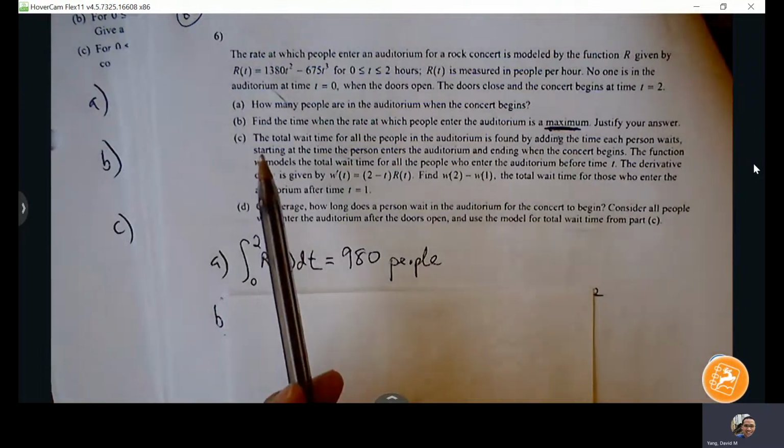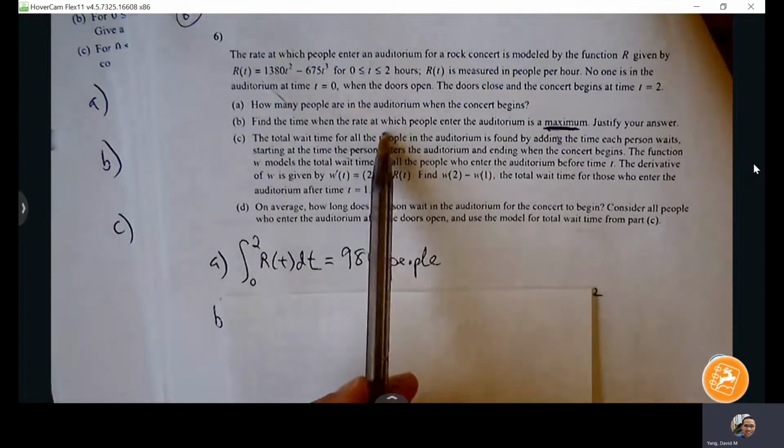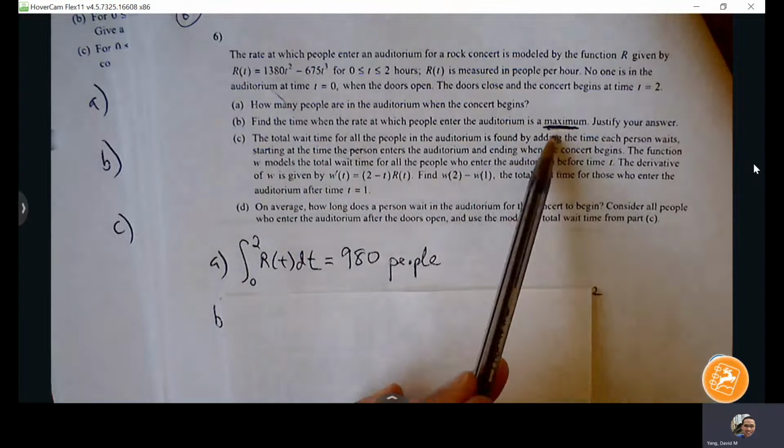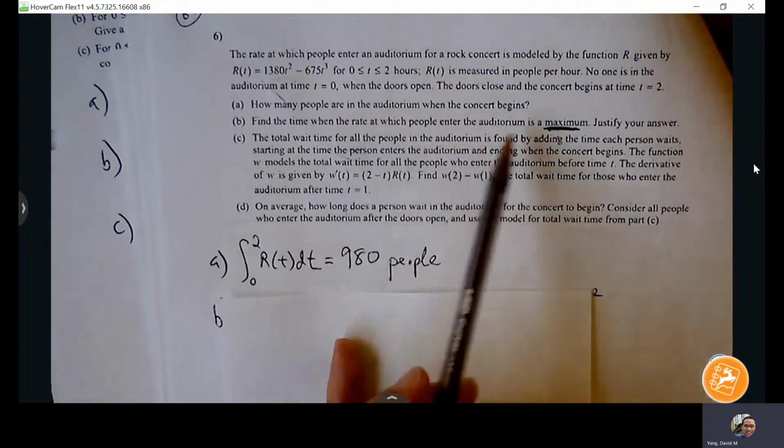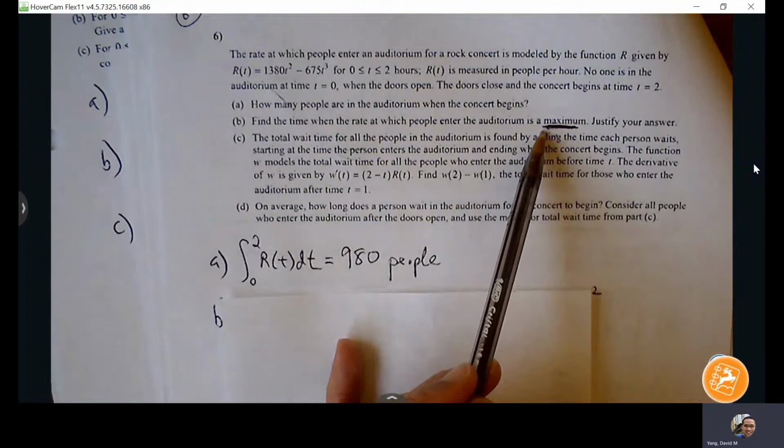Part B says, find a time when the rate is at a maximum. Notice that it's not saying when is the number of people at a maximum, it's saying when the rate at which people enter is at a maximum. We know that maximum means we have to involve critical points, and to find critical points we have to involve the derivative.